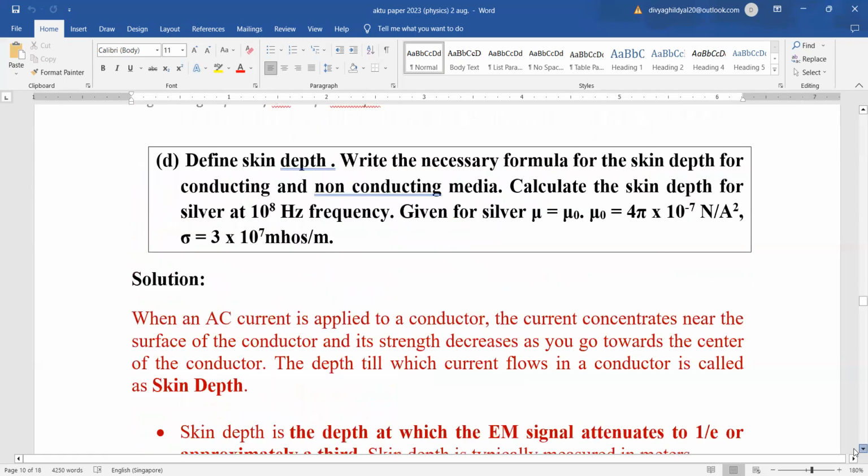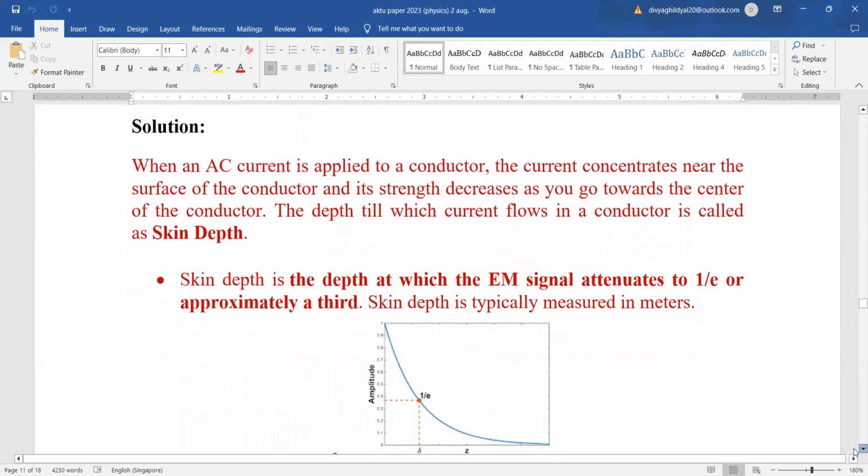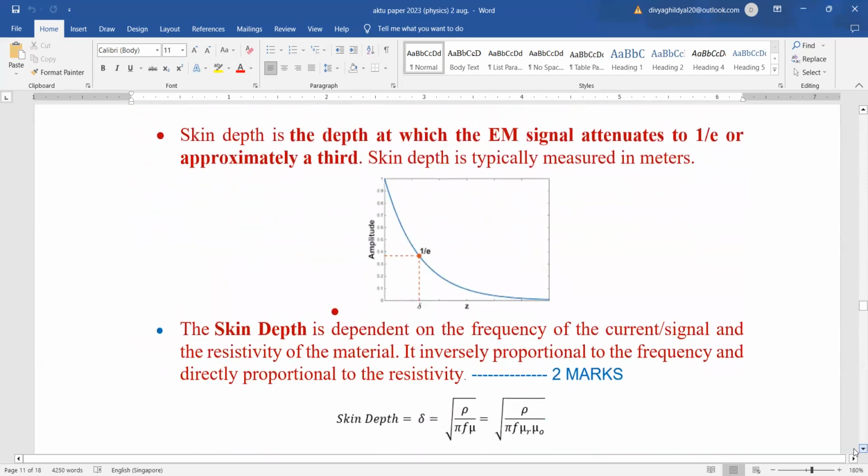Next, skin depth, and the necessary formula for it. Your definition of skin depth will carry roughly 2 marks. The formula will carry 1 mark each. That makes it 3 remaining marks for the numerical. So skin depth is the depth at which the electromagnetic signal attenuates to 1 upon e of its value, and it is measured in meters. So you can just show the exponential graph like this.